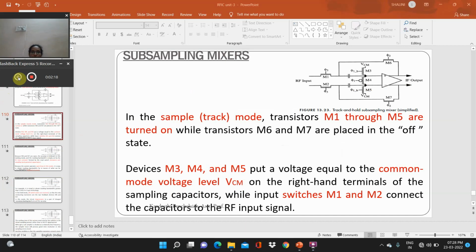In the sample mode, transistors M1 through M5 are turned on while transistors M6 and M7 are placed in the off state. Devices M3, M4 and M5 put a voltage equal to the common mode voltage level VCM on the right hand terminals of the sampling capacitors, while input switches M1 and M2 connect the capacitors to the RF input signal.